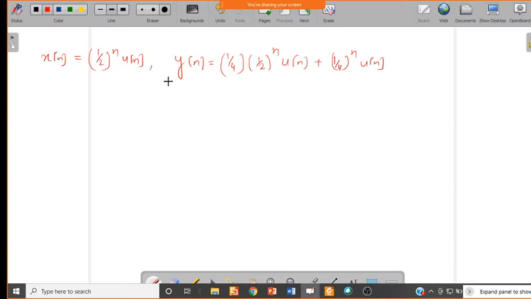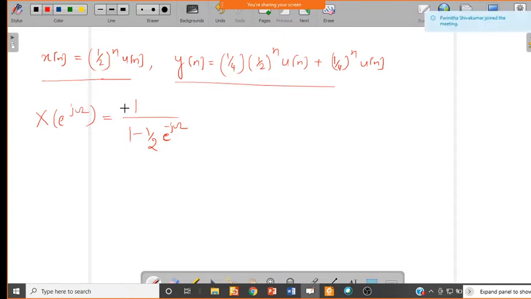For this input and output, first you need to take the transformation. Since it is discrete time, we need to take the discrete time Fourier transform. If you take the DTFT, you will get X of e power j omega, which is equal to 1 over 1 minus half into e power minus j omega. If you remember the DTFT equation and substitute x of n, you get something similar to the z transform.